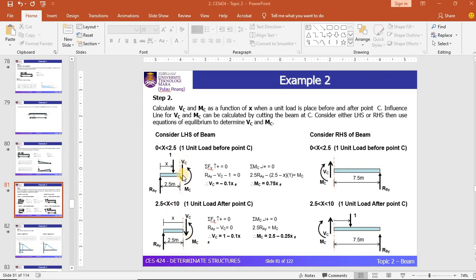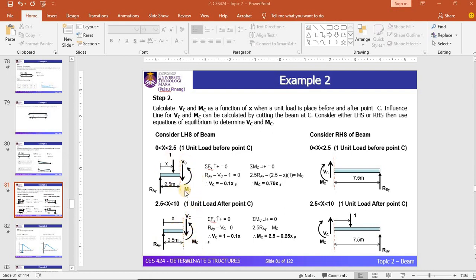So the first diagram, you can see that the one unit load is available. Okay, and the second diagram, you can see that it is the same diagram. So actually we didn't make any changes on the diagram. We just copied down this particular diagram into the second range, but here the one unit load is no longer available, which means that this one unit load has moved beyond this particular point C. So this one unit load cannot be seen in this second range diagram.